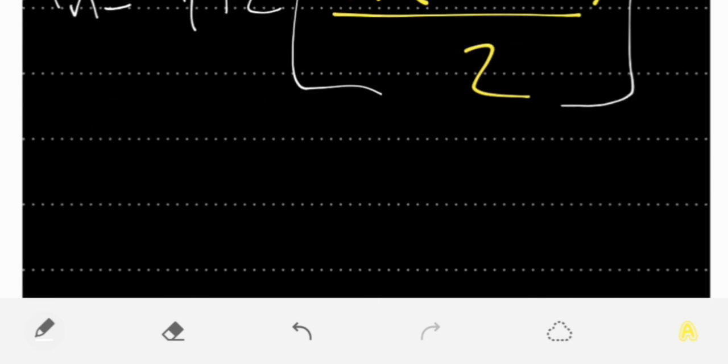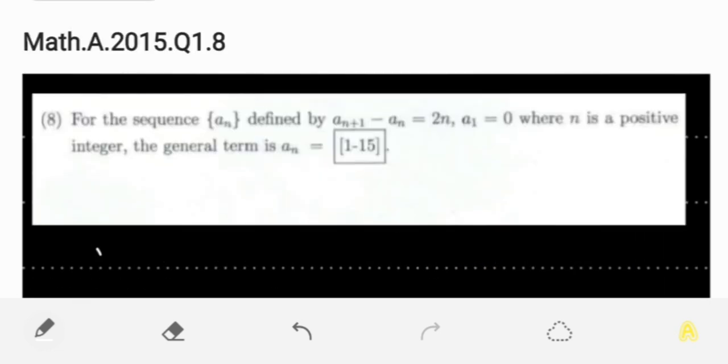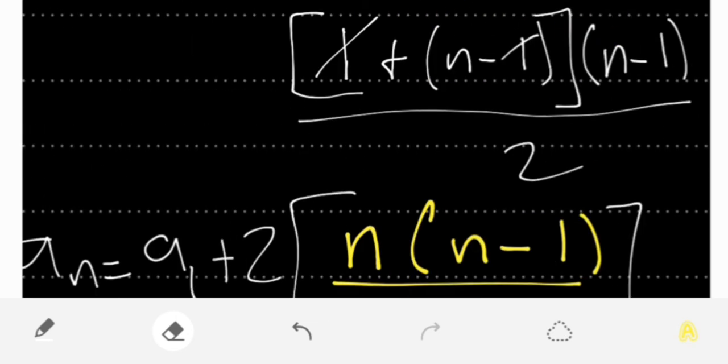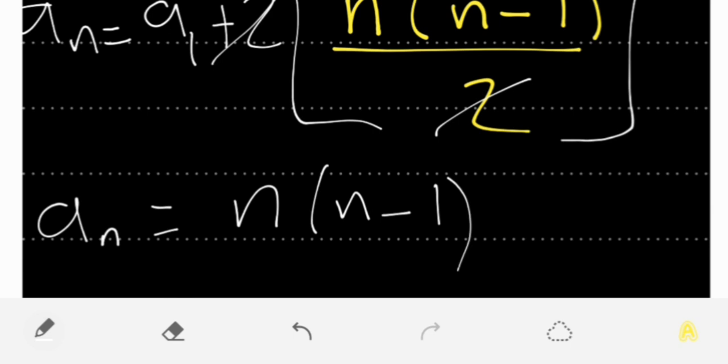So we will have that an is equal to what? A1 is equal to 0, right? Over here we have it. A1 is equal to 0, so we can ignore it. This 2 will cancel with this 2, so we'll have n multiplied by n minus 1. So this is our answer, n multiplied by n minus 1.